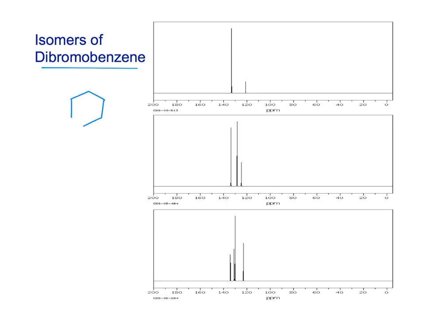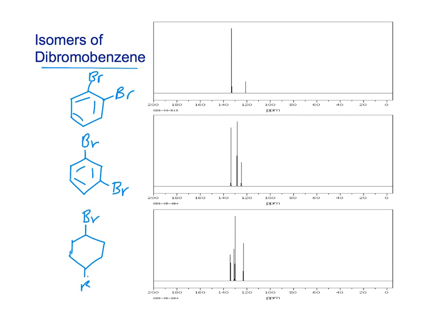Right, so if we have a benzene ring, we could have the 2 bromines on adjacent carbons. We could have those bromines in a 1,3 type arrangement, or we could have these bromines in a 1,4 arrangement. Right? So these are the 3 possible constitutional isomers of dibromobenzene.